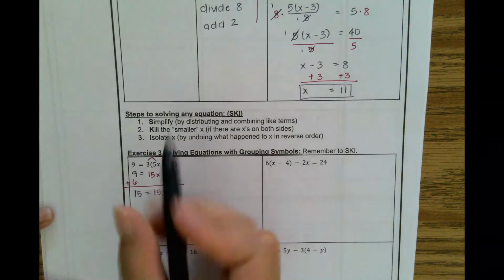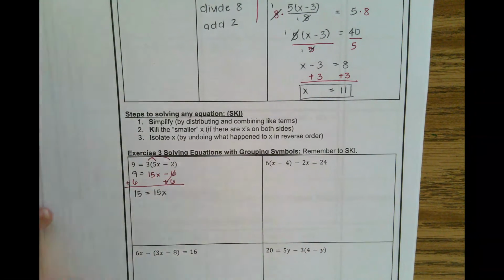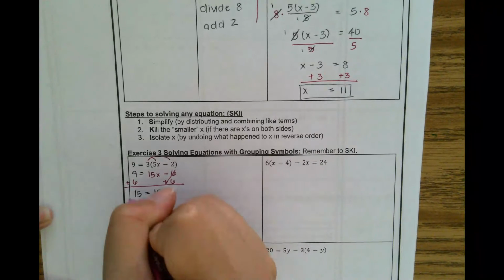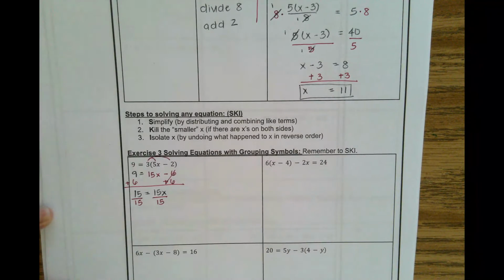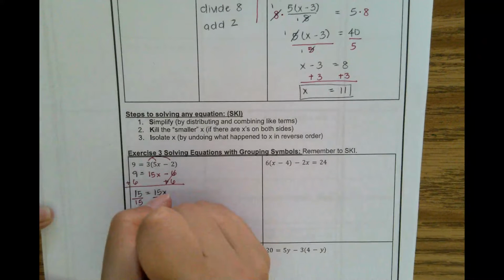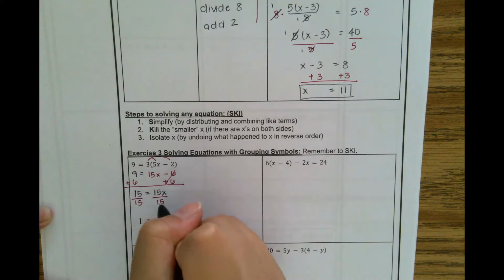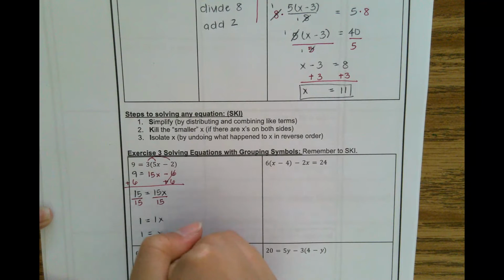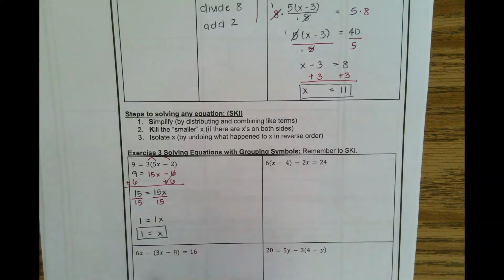Okay. Then, since this is 15 times x, I'm going to get rid of it by dividing by 15. 15 divided by 15 is 1, so 15 divided by 15 here leaves me with 1x, also known as just x. So x equals 1.